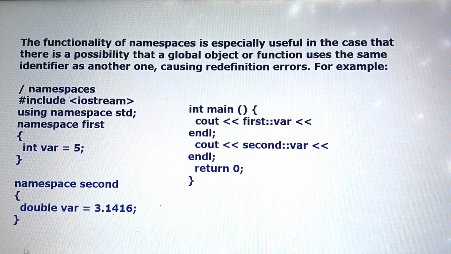Then how do we access this outside the namespace? We can write like this: cout, name of the namespace first, give the scope resolution operator, then the name of the variable which you have used inside the namespace. Here, second, the name of the namespace, then the variable used in it. Here both namespaces use the same variable name. Then how can we access them outside the namespace? By using the name of the namespace. Then the compiler won't get any confusion, and you will get the output.